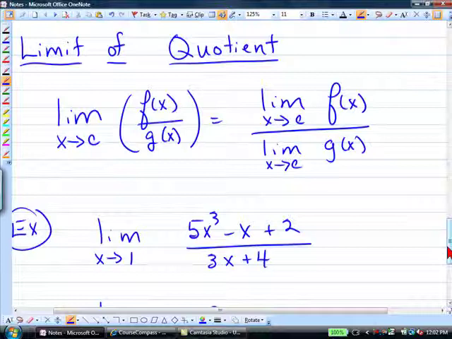Limit of a quotient. And we're not at derivatives. We're not doing the quotient rule or anything. It's just the limit of a quotient. It says, as you approach c of this quotient, you could break it apart to the top and the bottom. You could find the limit at the top and the limit at the bottom and then divide them. Okay?